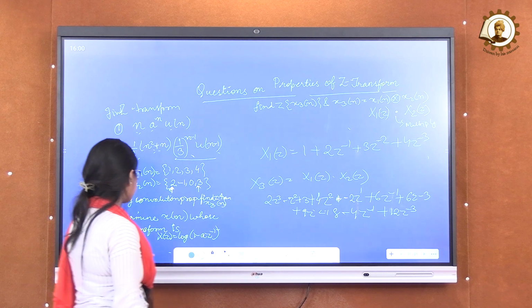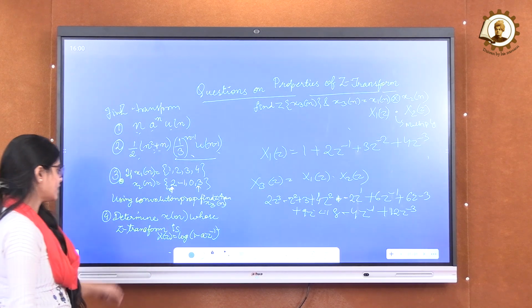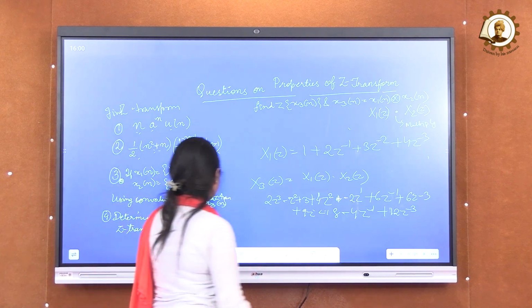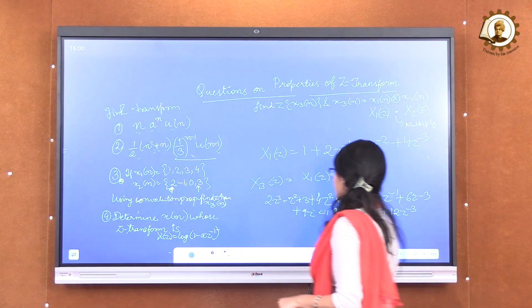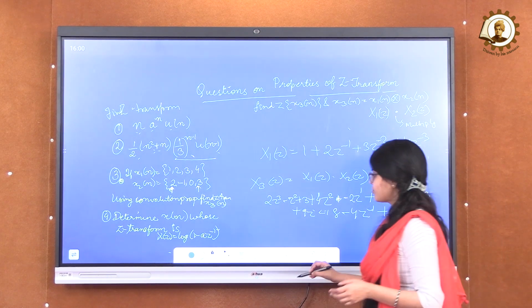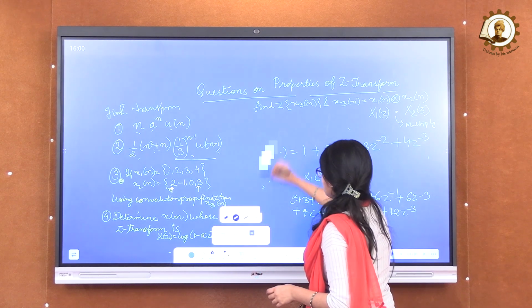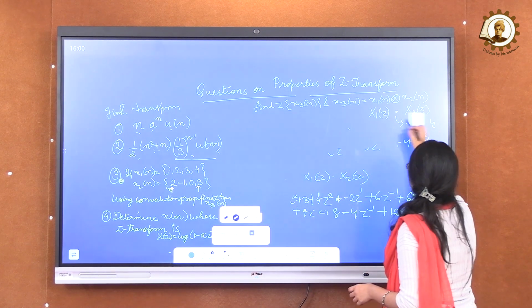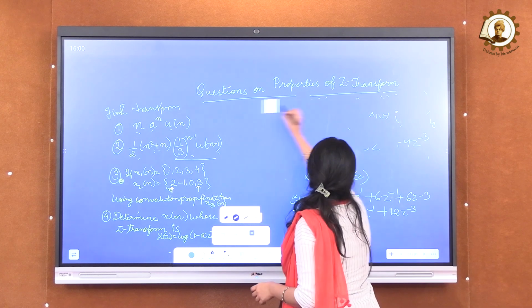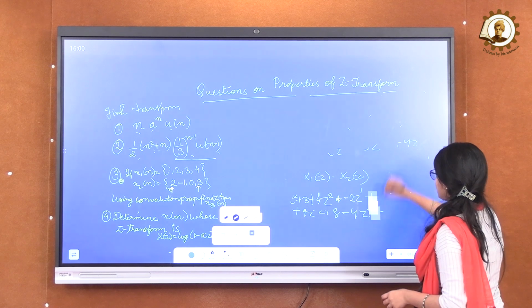Now the last question for today: determine x[n] whose z transform is X(z) equal to log of 1 minus a z to the power minus 1. Till now we have done the convolution property, then differentiation, time shifting and linearity property, and also multiplication by an exponential sequence. All these properties we discussed.